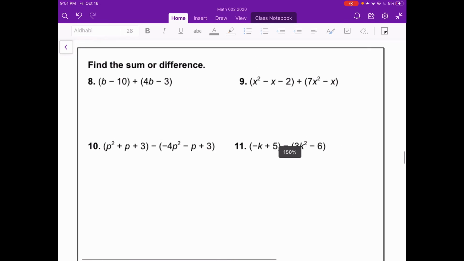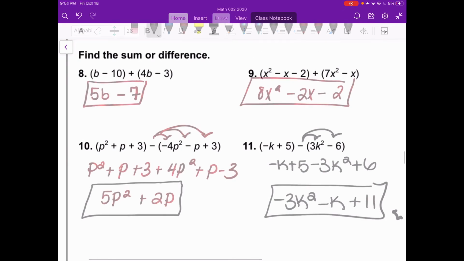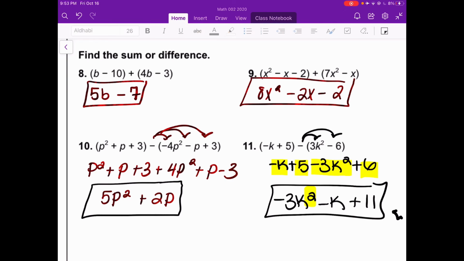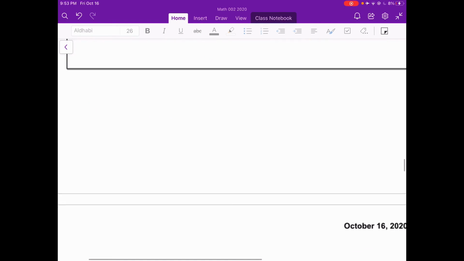Try these 4 on your own, so pause and check your work. All right, so just to double check your work, small key things. When you combined over here, nothing combined with the 3k squared, so I just moved it to the front because it's the highest power. And then the -k, and I combined the 5 and the 6. Everything else was pretty easygoing, hopefully, for you. And if you have any questions, please let me know.